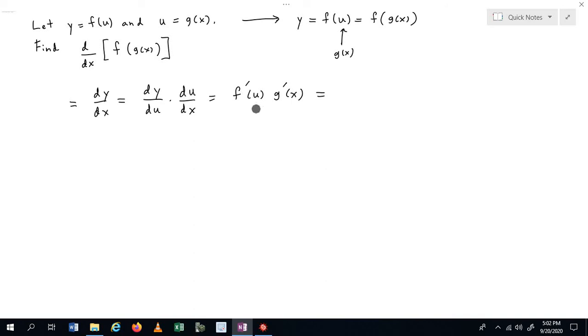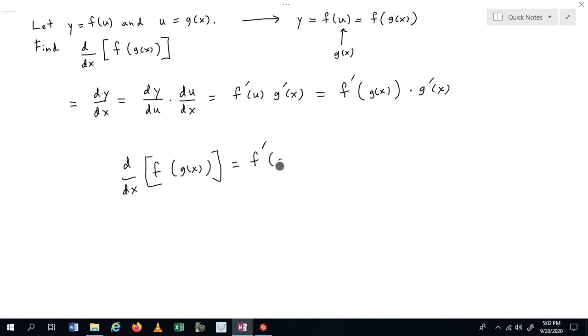And then let's just replace this u. U is equal to g of x, so another way to write this is f prime evaluated at g of x, since g of x is equal to u. So this tells us that anytime we take the derivative of a composition of two functions, f composed with g, it's equal to f prime evaluated at g times g prime. And that's the second form of the chain rule.